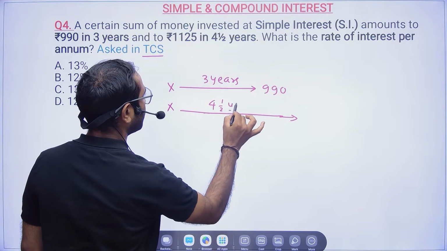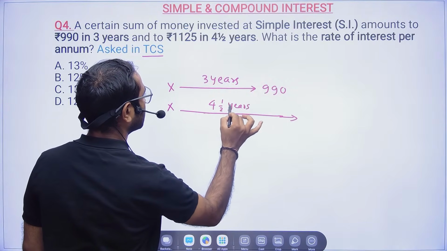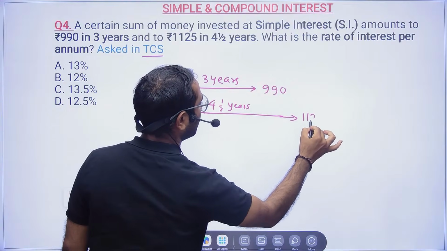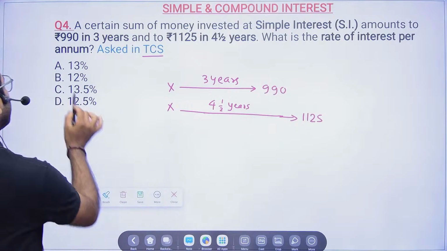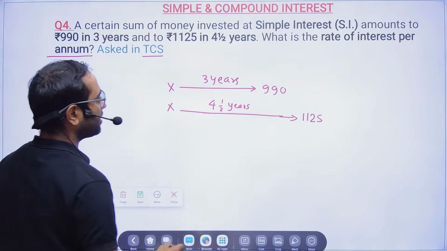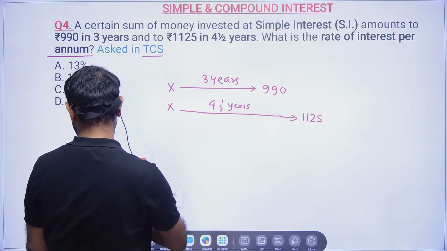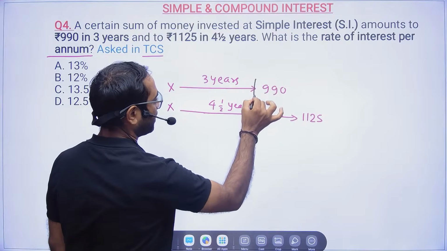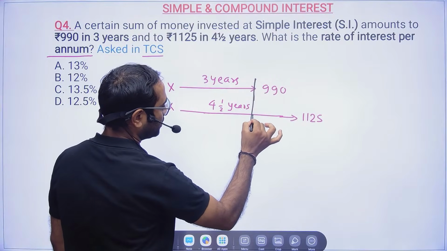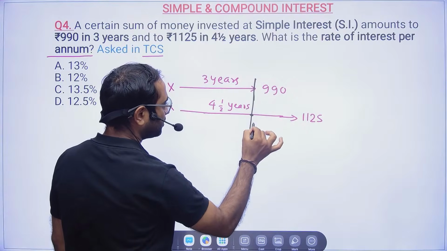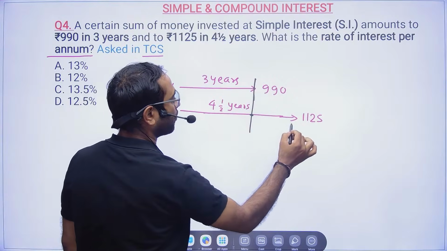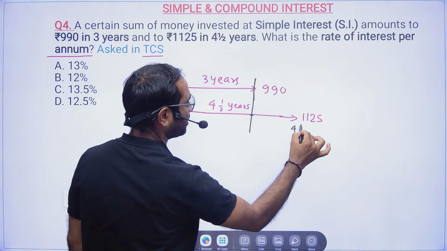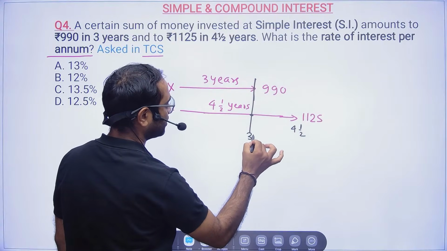So 4.5 years, then it is becoming 1125 rupees, okay. So what is the rate of interest per annum? That's all. So friends, in this kind of question, which is on simple interest, you see that till here it is total 3 years and this is total 4.5 years, okay, and here it is 3 years.